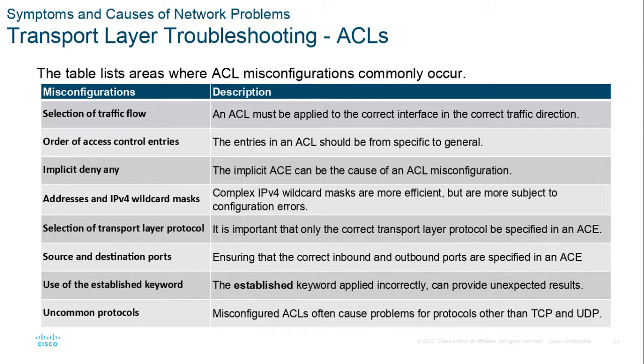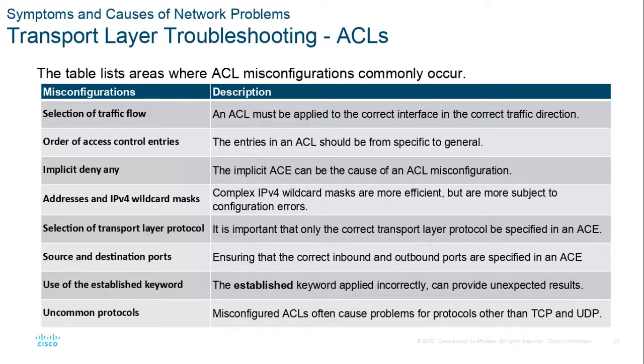Wildcard masks should be simple. For example, the most commonly used wildcard mask corresponds to the 255.255.255.0 subnet mask. That's 0.0.0.255. It is possible to do really weird things, like let all the people with odd IP addresses be permitted and people with even IP addresses be denied, but that's much more subject to error.